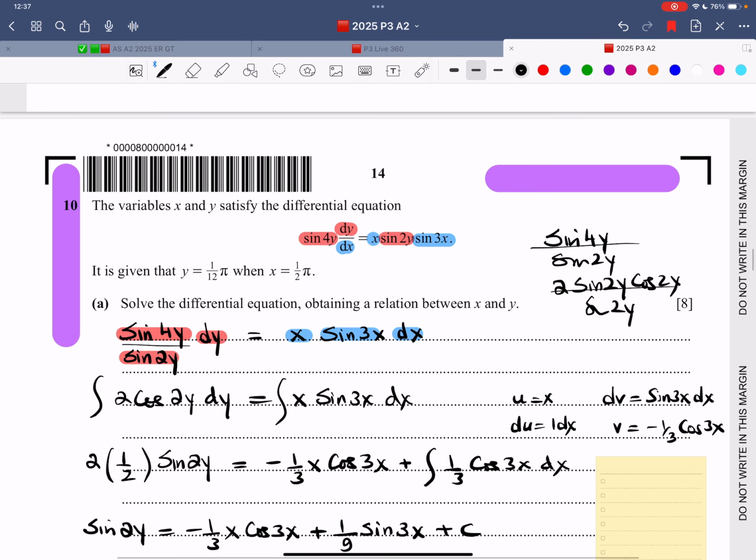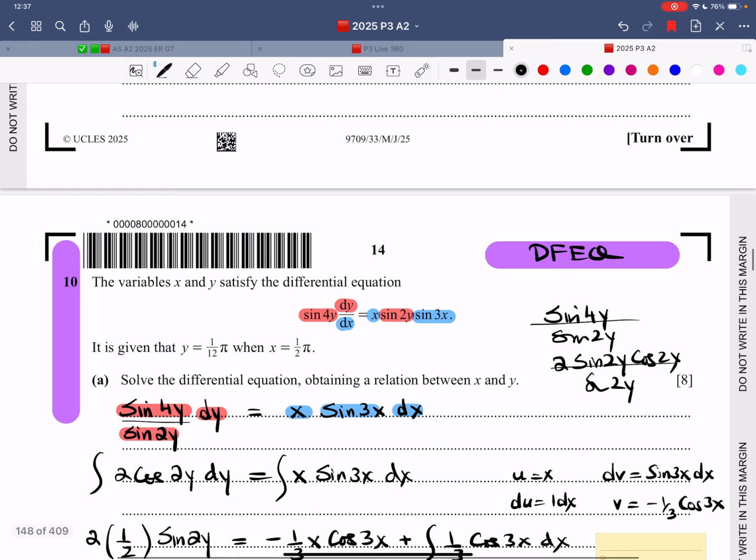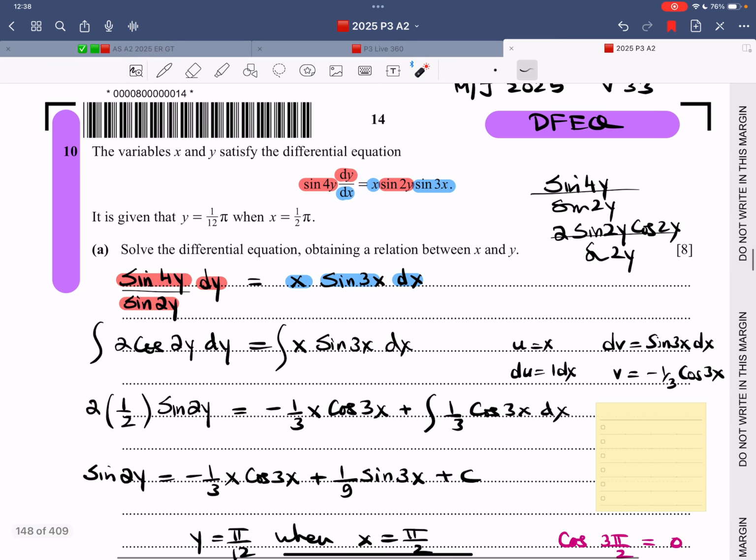So now this is also a differential equation question, and this is May-June 2025 variant 33. So my focus is on 33, 35, nothing special. These two I have paired together. So now over here it says the variables x and y satisfy the differential equation sine 4y dy by dx is x sine 2y sine 3x. The red on one side, the blue on one side.